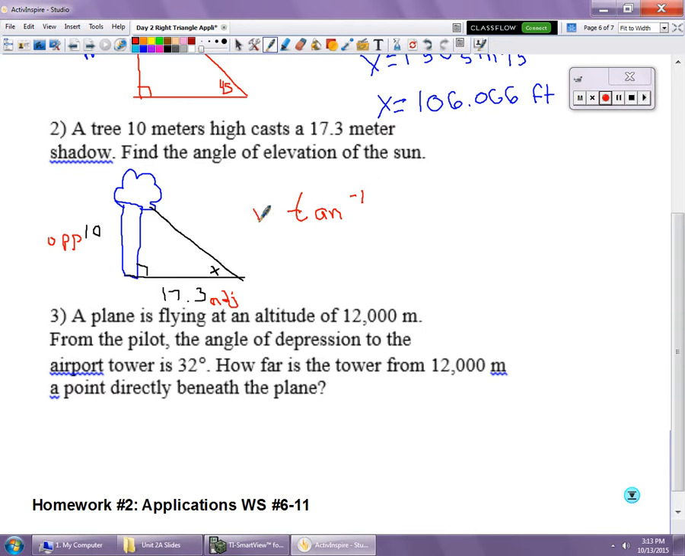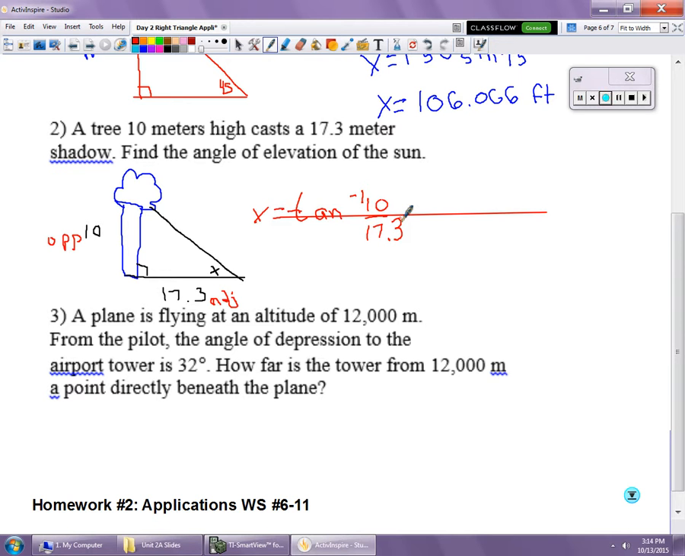X is equal to tan inverse. We talked about that yesterday. Of, sorry about that big line again, 10 over 17.3, and that gives you x.